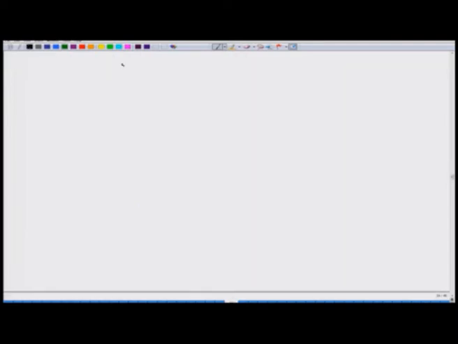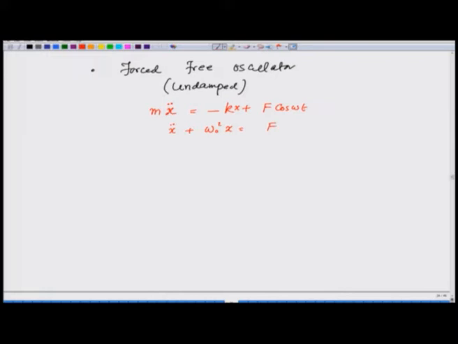You also learnt about the free oscillator, or what I will call the forced undamped oscillator. And what I mean by that is, this was an oscillator where we had applied a force of the form f cosine or sine omega t to the oscillator, so that we had x double dot plus omega 0 square x equals f over m cosine of omega t.